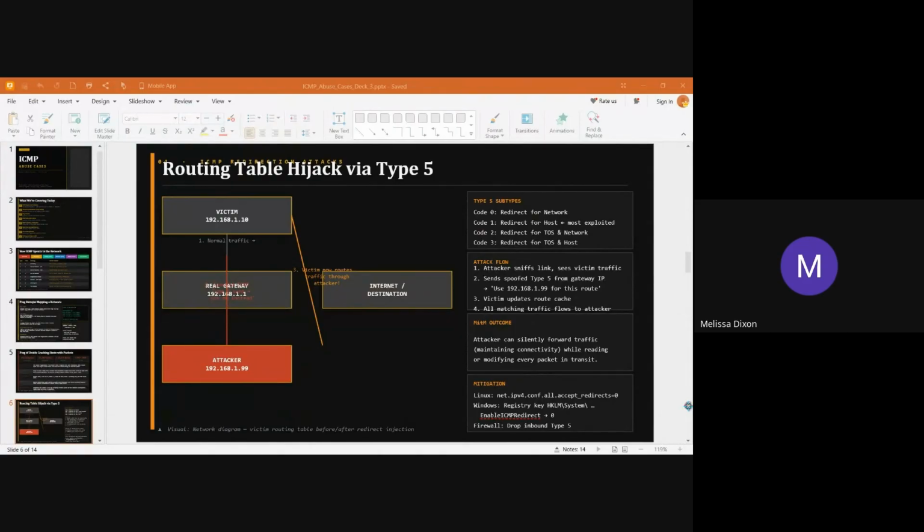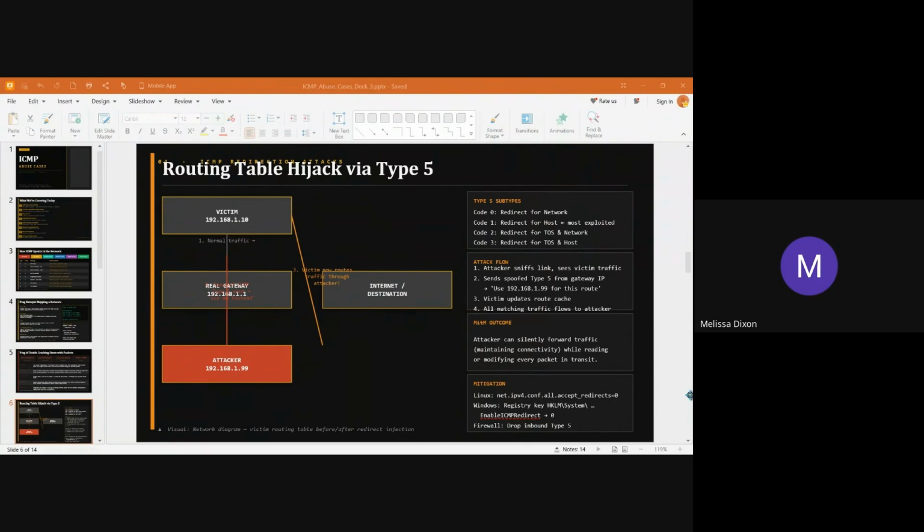So step 1 is normal traffic flow from the victim to the gateway to the internet. Step 2, the attacker, who's on the same LAN, sends a spoofed type 5 code 1 appearing to come from the gateway. And it says, for traffic to whatever the IP address, use this IP address instead. So the victim's kernel updates its route cache and starts sending that traffic to the attacker, basically.